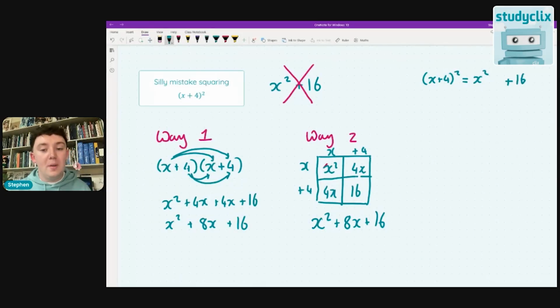And I have to double the first by the last. So when I double the x, I get 2x, and 2x by the last term, 4. 2x by 4 is 8x. There we have it: x squared plus 8x plus 16. And I want to show you this for a few more.